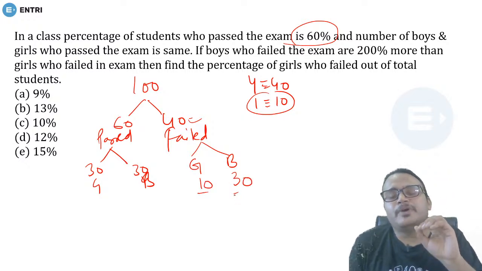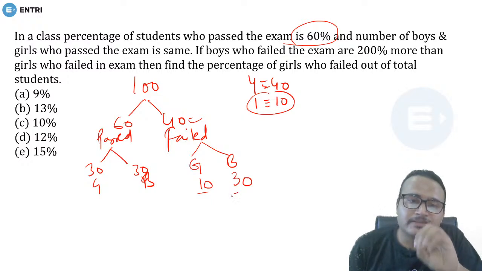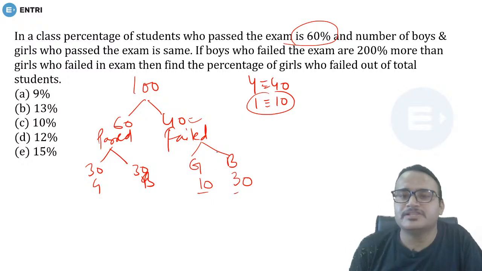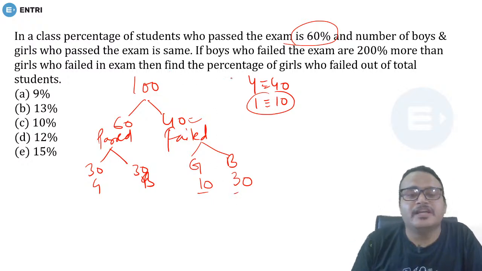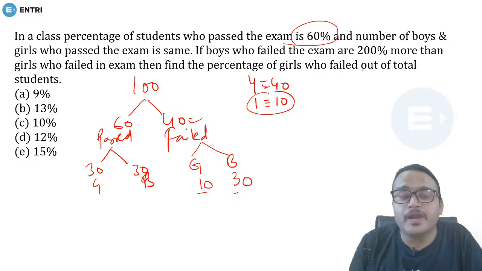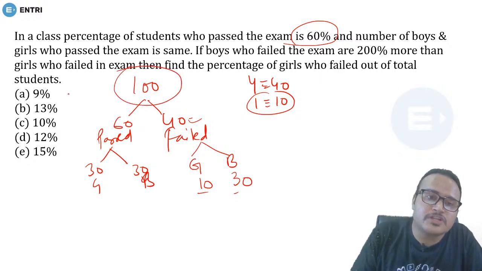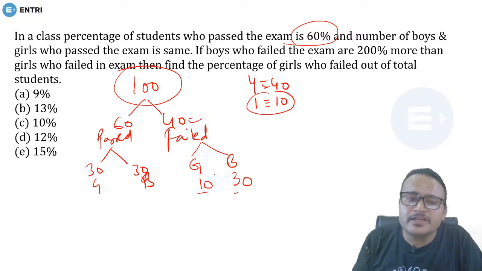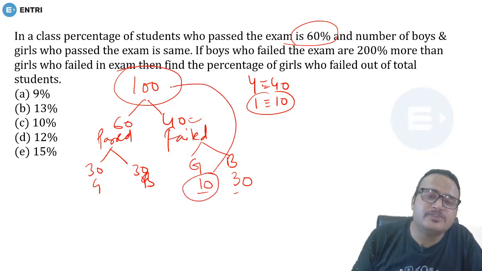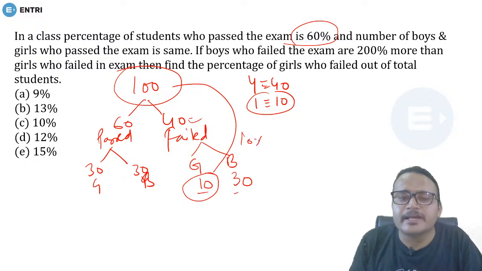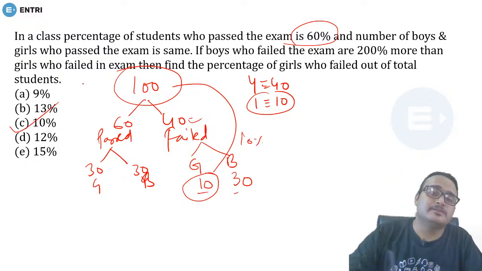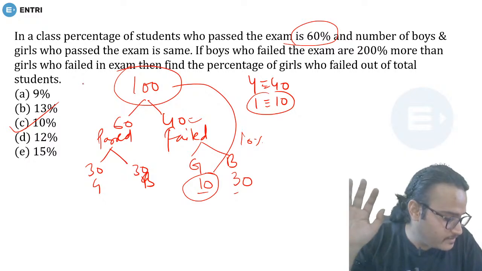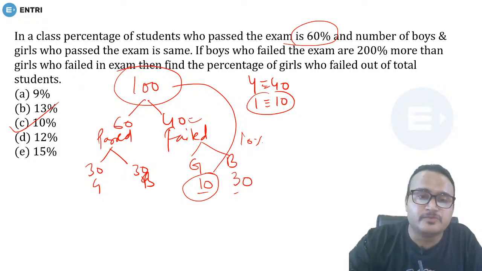So the number of boys is 30 and the number of girls is 10 in this 40 students who failed. Then find the percentage of girls who failed out of the total students. Total students we have 30, and the number of girls we have is 10. So this 10 is what percent of this 100? Obviously 10%. So this is how you can find it. You can mark C as your right answer, guys. Okay, let's move to the next question.